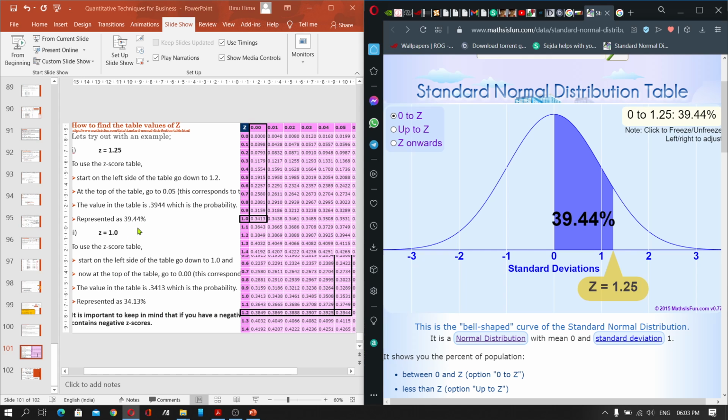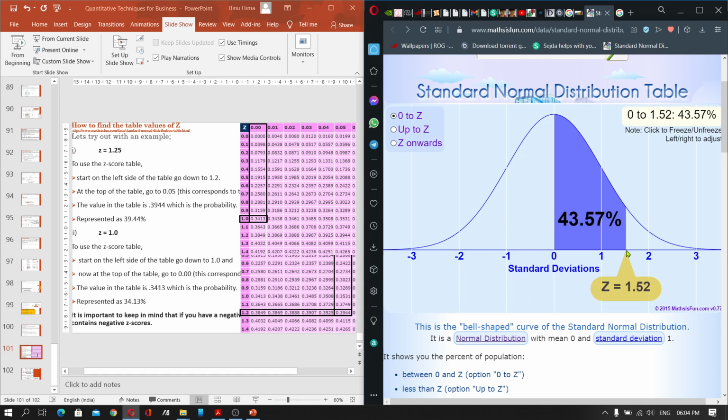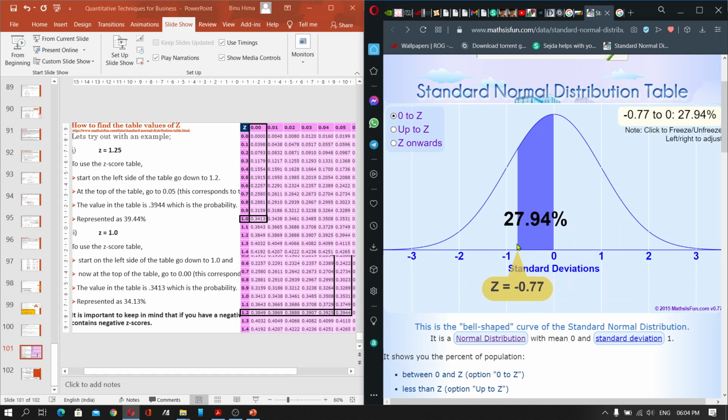So if you are asked to find the area under the curve, your value 1.25 represents 39.44% from 0 to whichever side. Here it is 1.25, so it will be plus 1.25. If it was a negative value, similarly the value will be the same, 39.44. The thing is, it is minus 1.25, whereas here it will be plus 1.25. That is the difference. So this is actually a live representation of a normal curve.